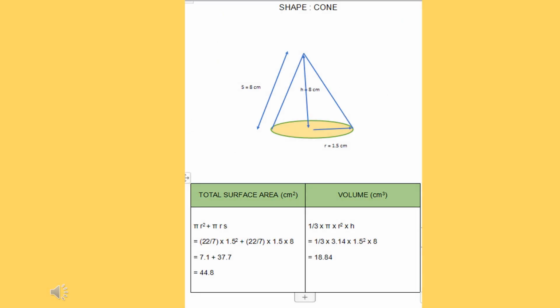This is the shape of a cone. To find out the total surface area is pi r squared plus pi r s. To find out the volume is 1/3 times pi times r squared times height.